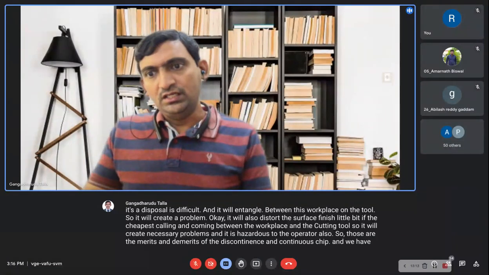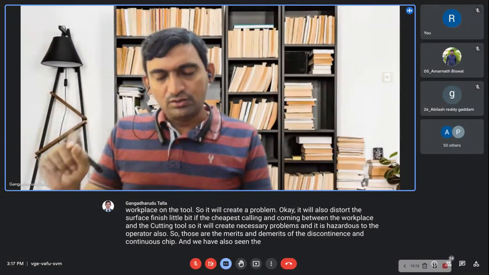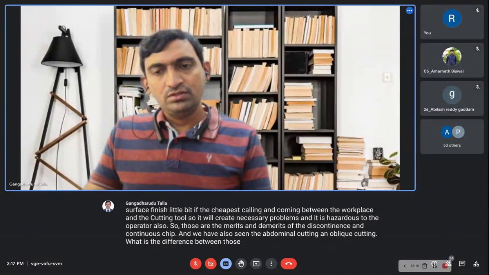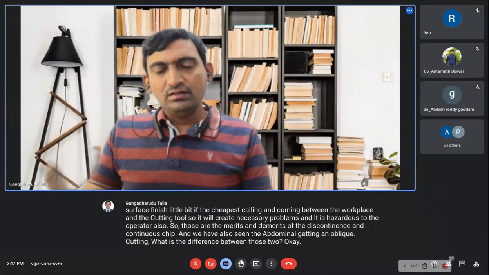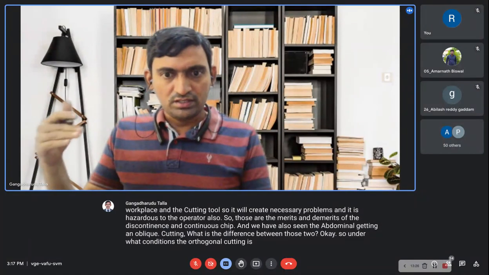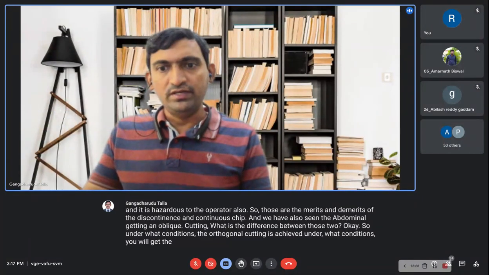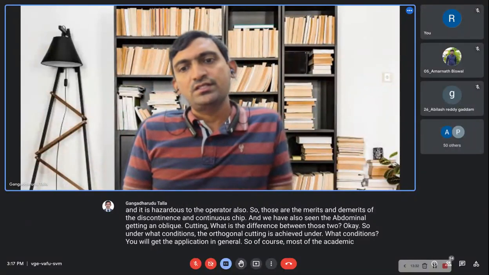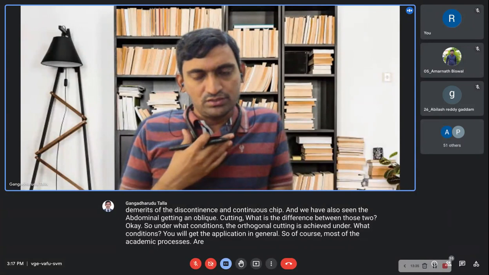And we have also seen the orthogonal cutting and oblique cutting. What is the difference between those two? Under what conditions is orthogonal cutting achieved, under what conditions will you get oblique cutting in general? Of course, most of the cutting processes are oblique cutting processes only.